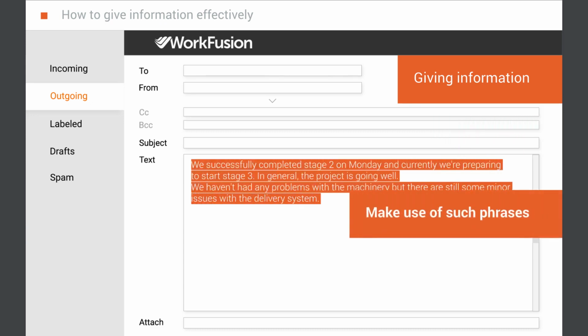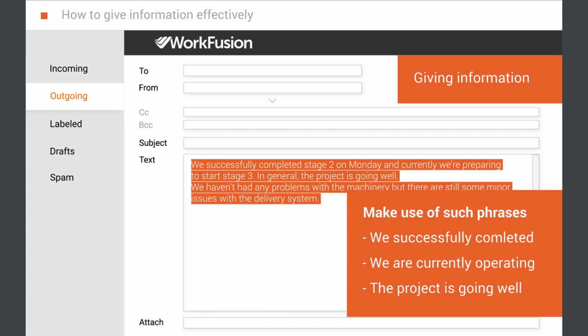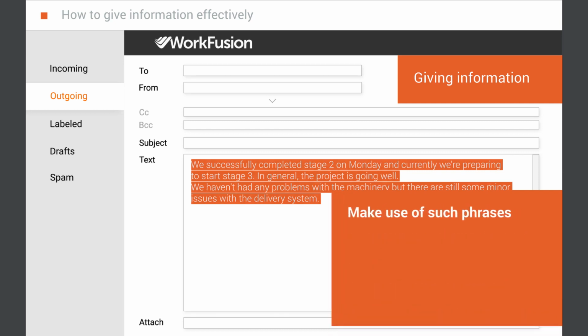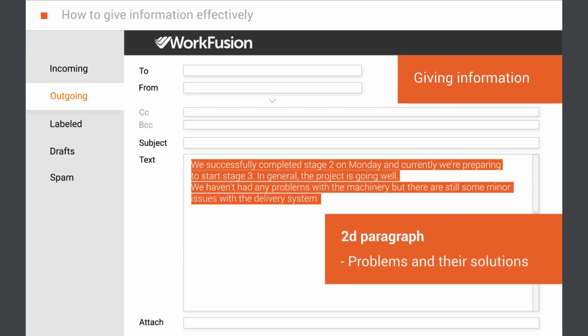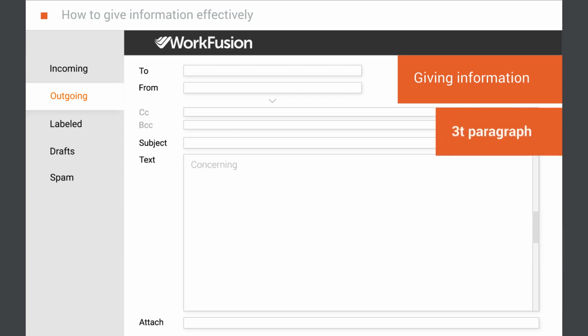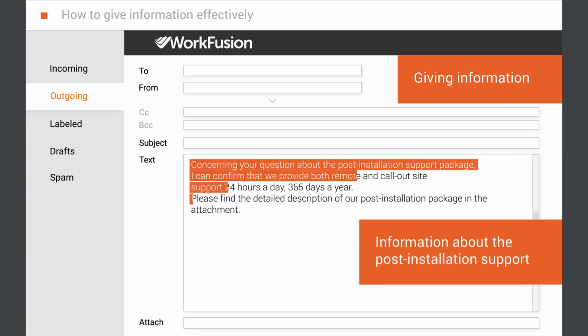You can make use of such phrases as, "We successfully completed," "We're currently operating," "The project is going well," "We haven't had any problems." The second paragraph clarifies the issues with the delivery and informs when the issues will be resolved. In the third paragraph, the writer provides information about the post-installation support.